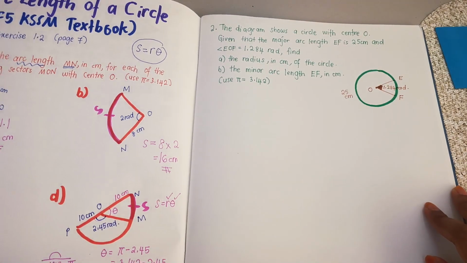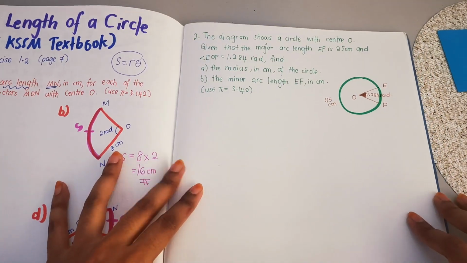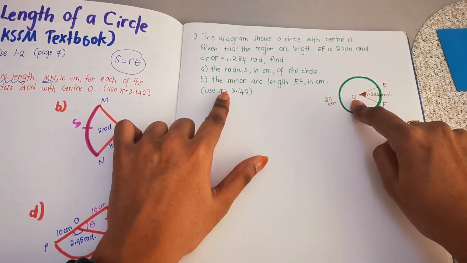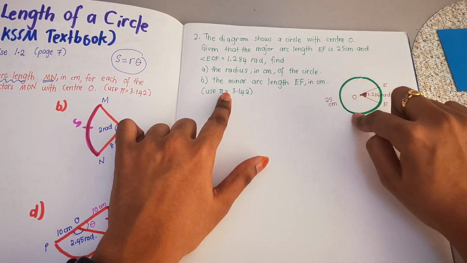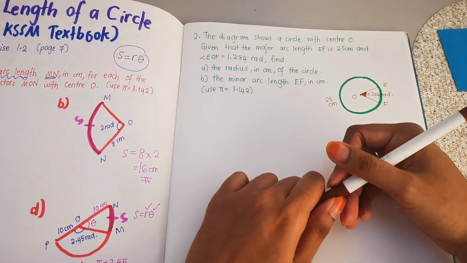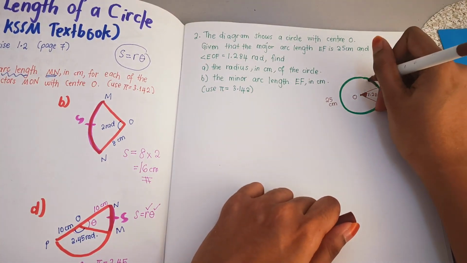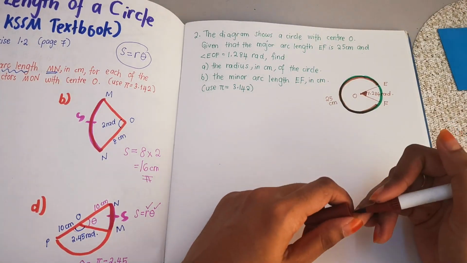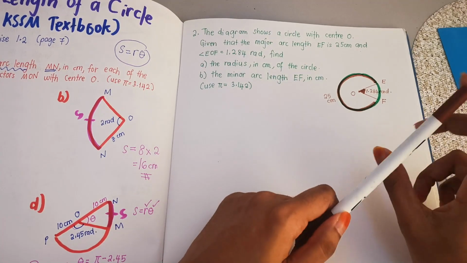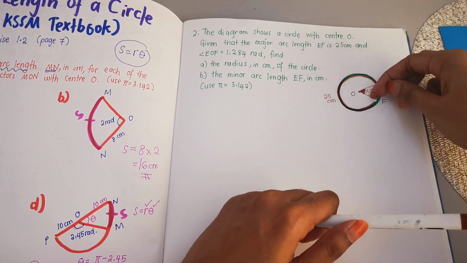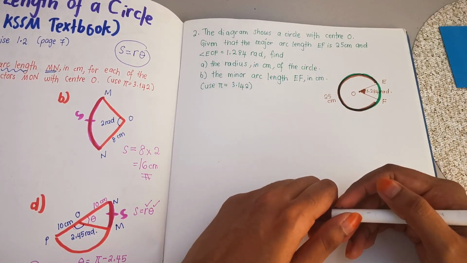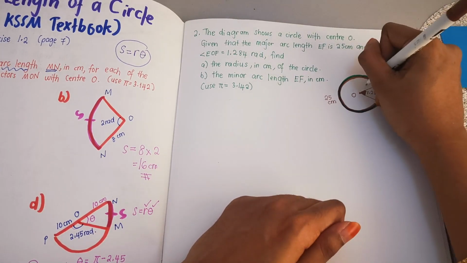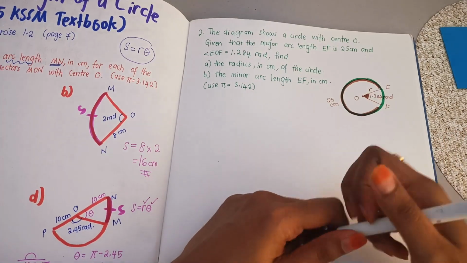Now let's look at question 2. The diagram shows a circle with center O. Given that the major arc length is 25, that means this part only, the major part. The major arc is 25 cm and EOF, the smaller segment here, is 1.284 radian. Find the radius. So we want to find R, the radius.